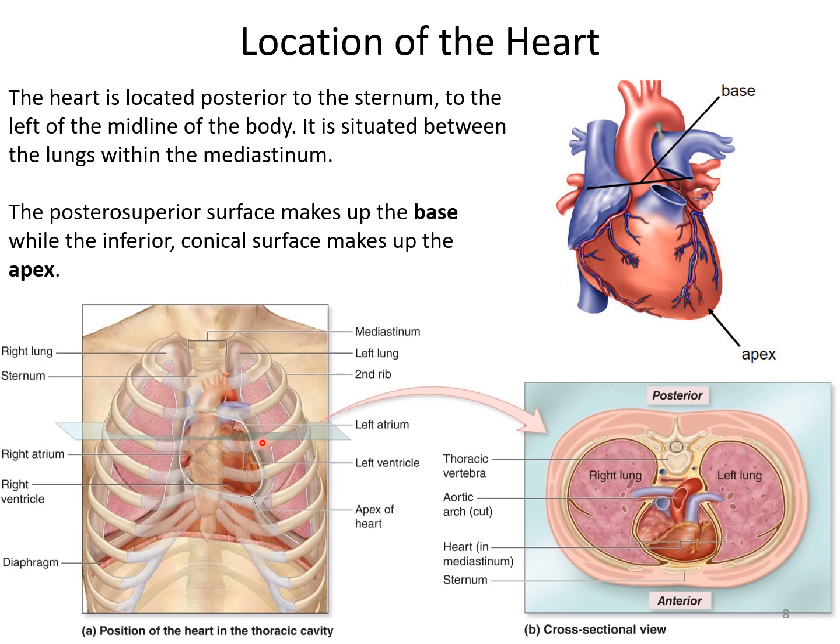within the thorax. The posterior superior surface makes up the base, while the inferior surface makes up the apex. So the posterior superior, the back top of the heart, is referred to as the base. And then this is the bottom, and it kind of comes to a point, and this is called the apex.